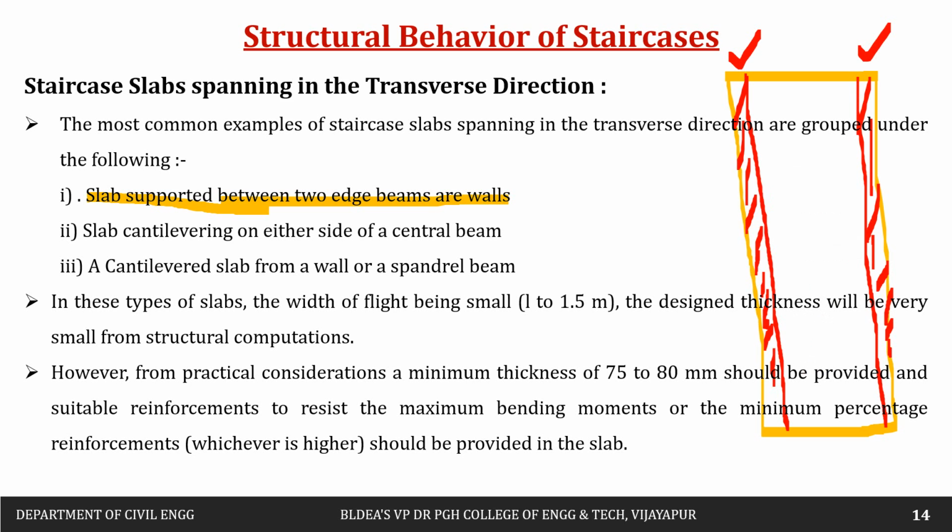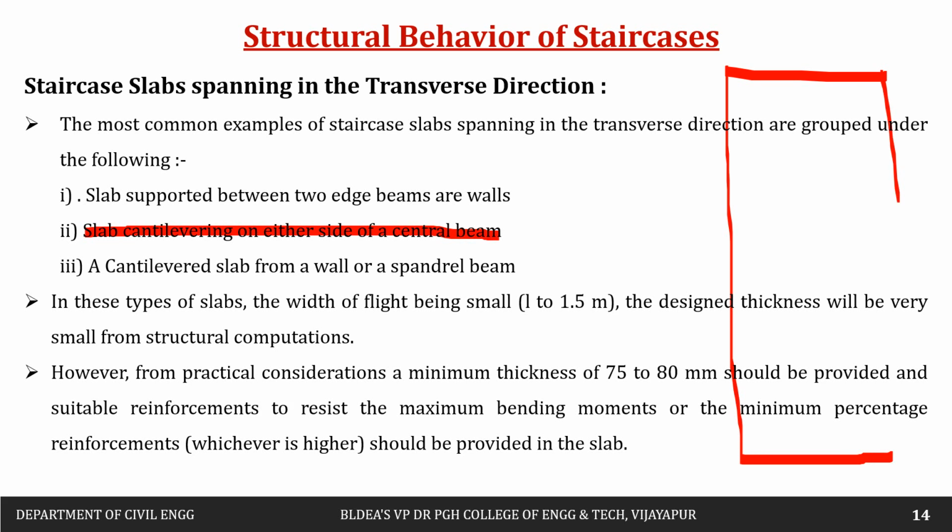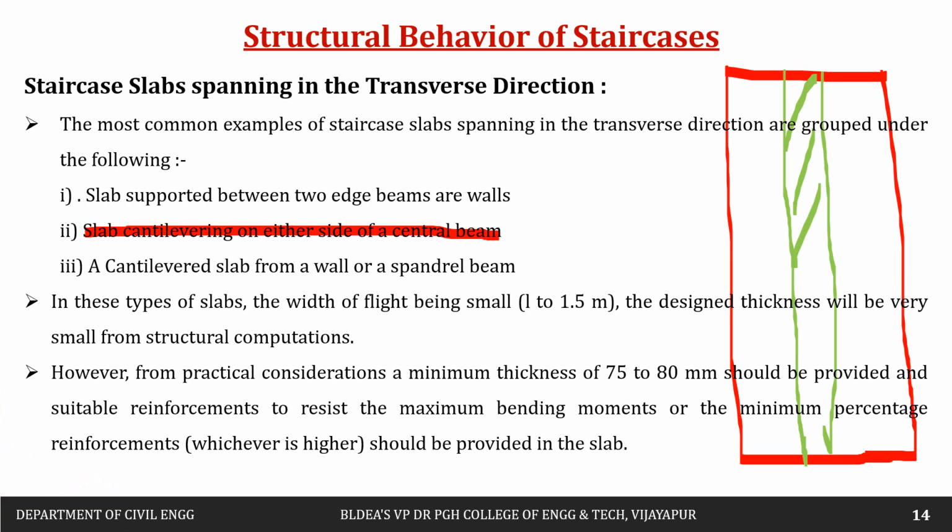That is one case. In another case, that is slab cantilevering on either side of a central beam. So for example, if this is the staircase, then at the central portion we may have the beam. From here we can have a cantilever on the left side as well as on the right side.